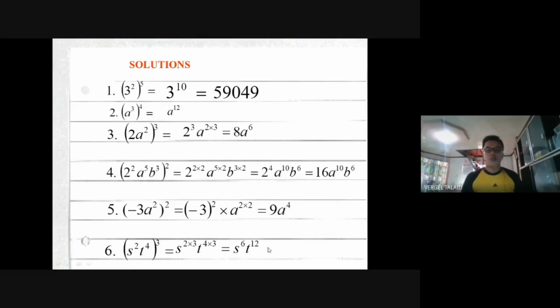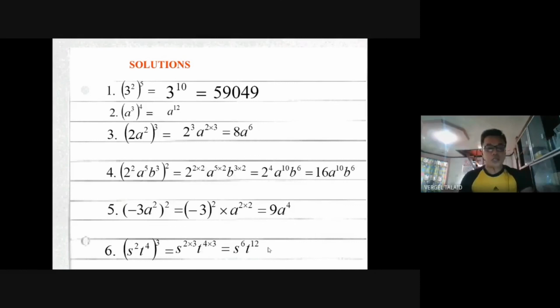Take note that when you simplify, we only multiply exponents if it is in the power of a power rule form, or the power of a product rule or law form. But if it is in the product law, meaning they separated the two expressions, we only add exponents if they have the same base.